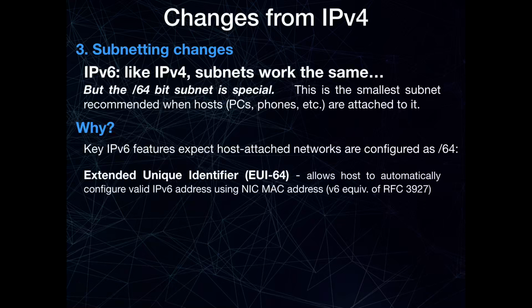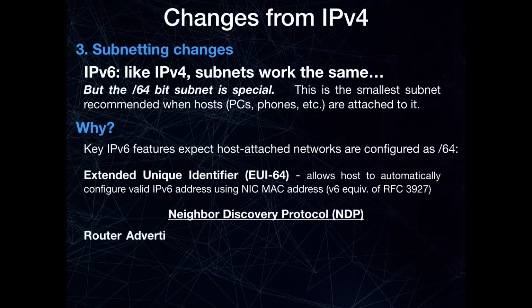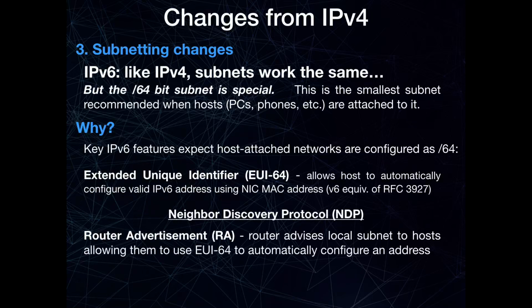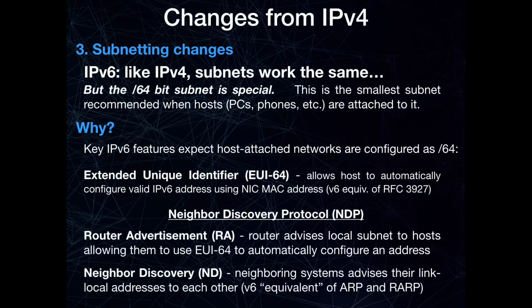For example, EUI-64. This is essentially like the 169.254 addressing you get in IP version 4 when you don't have a DHCP server. Each host will generate its own globally unique address based on its MAC address. There's also the neighbor discovery protocol, which has router advertisement and neighbor discovery. Router advertisement is where the router tells all the hosts, this is the subnet you're on. And neighbor discovery is basically the replacement for ARP and RARP.